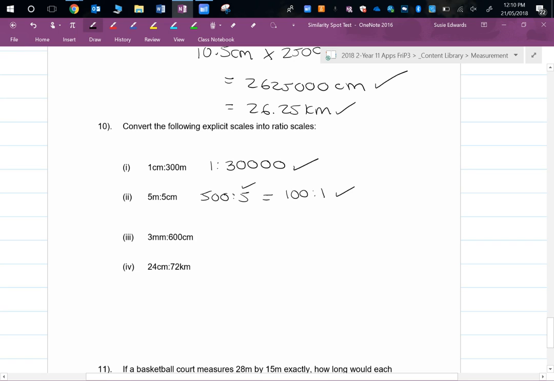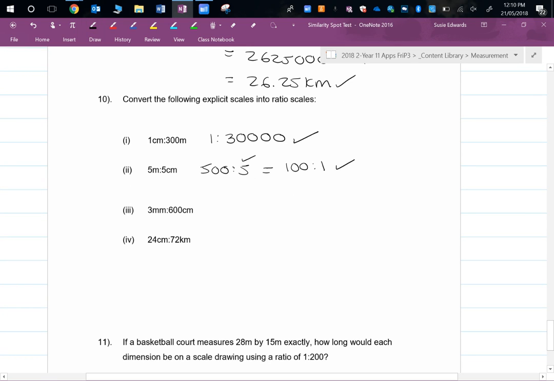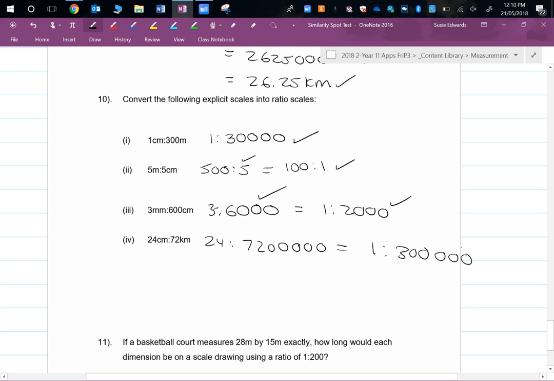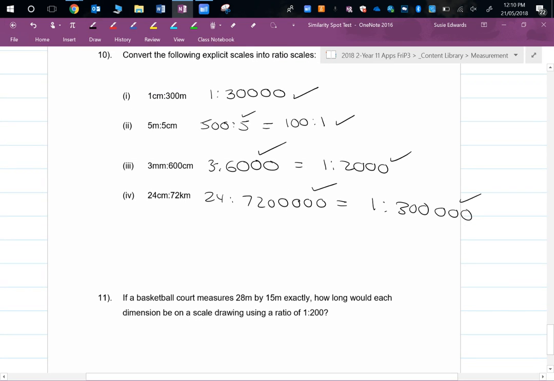Can you do it to centimetres, or can you do it the other way? As long as they're in the same, but you want to get it to 1 where possible. See how they all go to 1? So you can't really do it the other way. Okay, hang on. 3 to 6,000 equals 1 to 2,000. And 24 to 72 equals 1 to 300,000. So that's worth 7 marks in total.